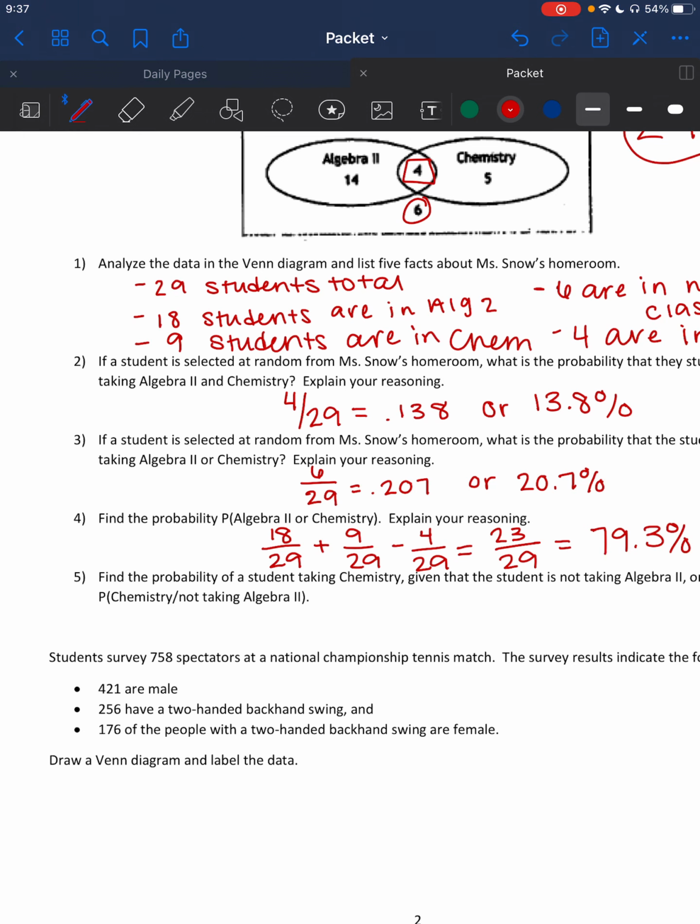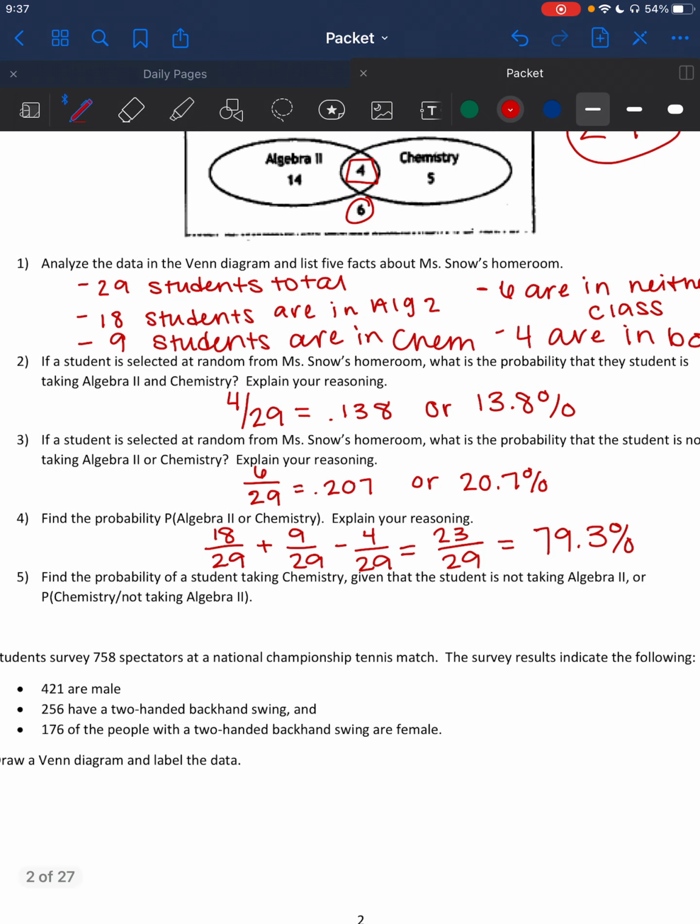Okay, and then we have a given statement. So we have the probability of a student taking chemistry given that the student is not taking Algebra 2. So out of all the kids not taking Algebra 2 is what we're looking at. So we have 11 kids not taking Algebra 2. And then now we want to see who's taking chemistry. So I have 5 out of those 11 kids.